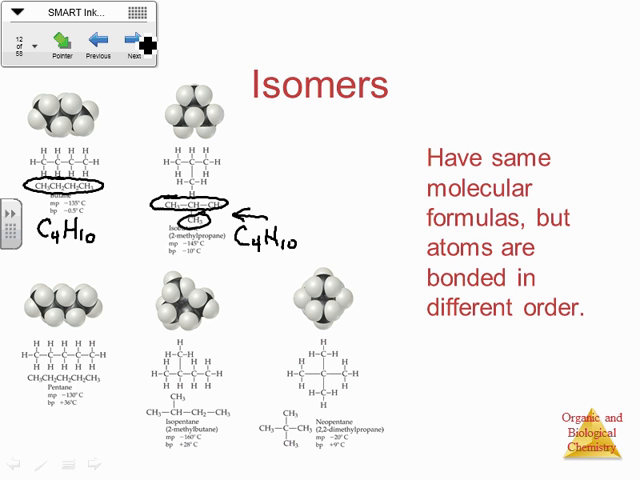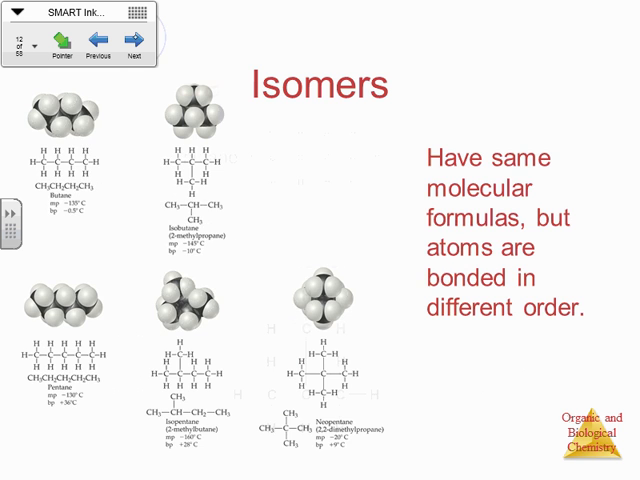Same thing with pentane. You've got a 5-carbon chain for pentane, and then there are a couple of different possible isomers down here for pentane. And now they all have the same formula. They're all C5H12, I believe. All of them have that formula, but they have different arrangements. So that's an example of isomers.